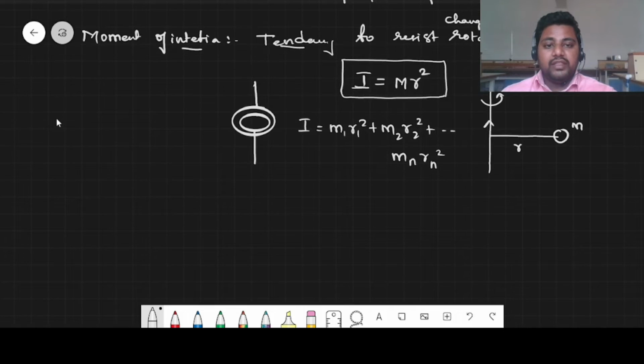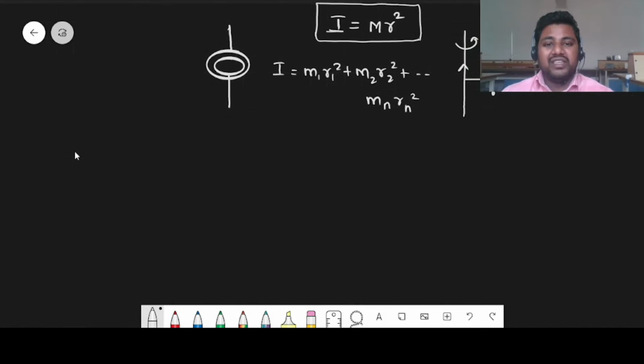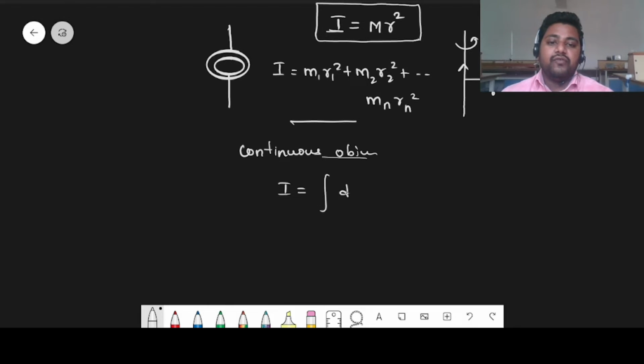Now, this moment of inertia is for individual particles. For continuous objects, moment of inertia I can be written as the integral of dm into r square. So if you are integrating the smallest masses of the entire object, you will get the total mass. This is how we can write moment of inertia for continuous objects.